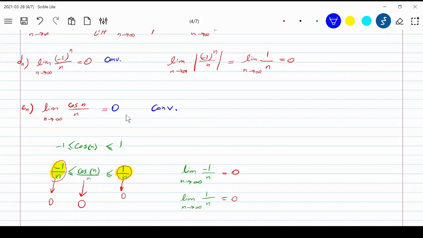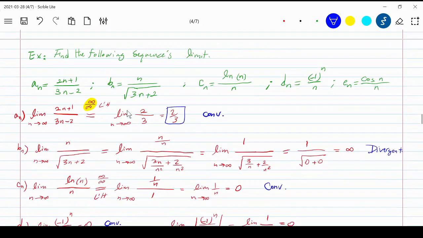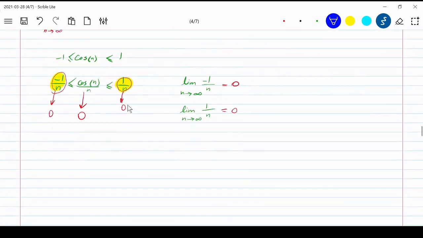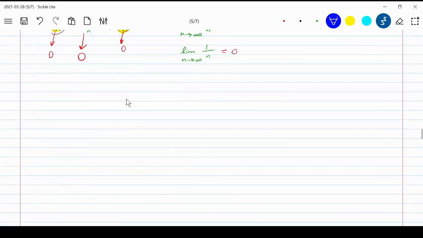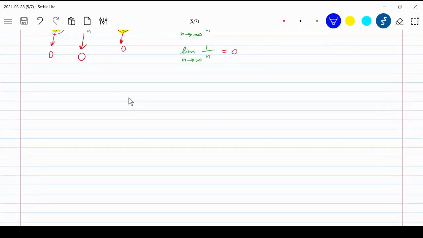Okay, so try to do a couple of examples yourself on sequence limits. I'm going to stop at this point, and we will continue next time talking more about sequences, increasing and decreasing sequences, but I don't want this section to be super long, so I'm going to stop at this point.